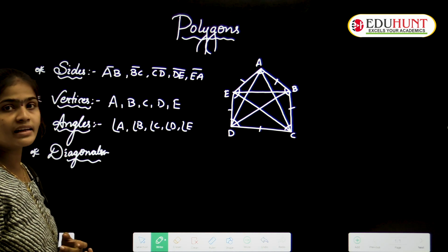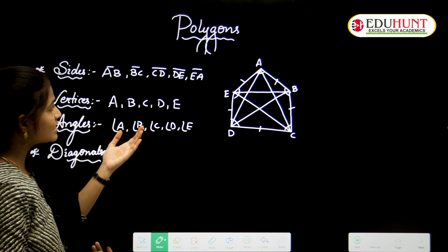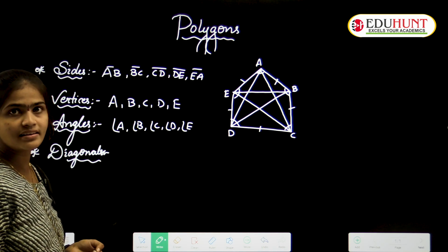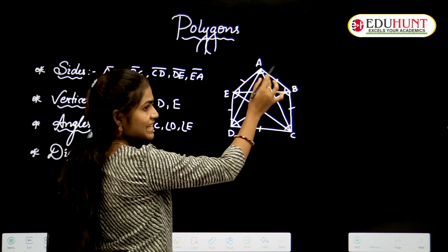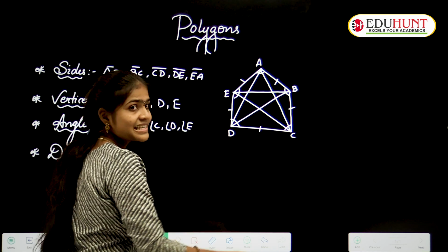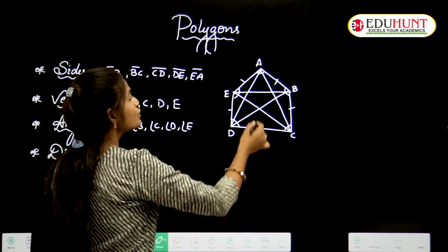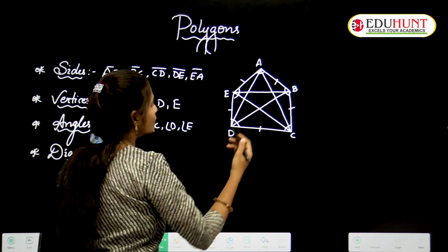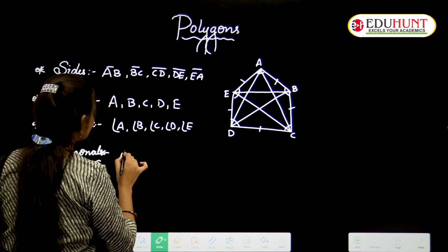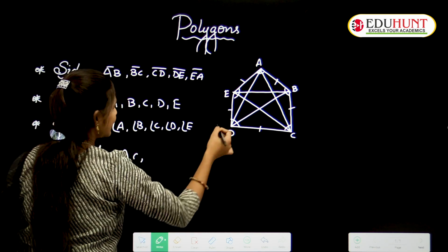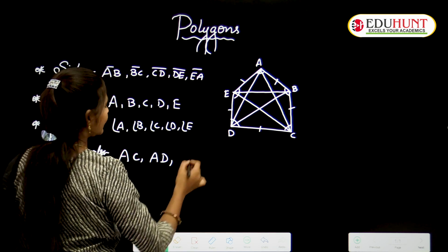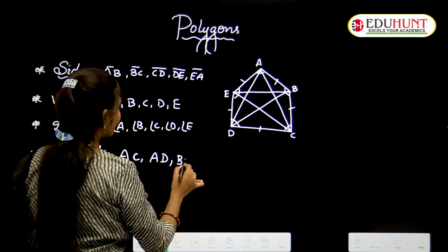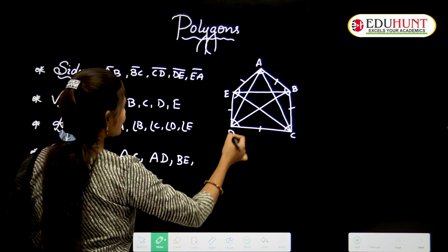Now identify the diagonals here. A diagonal means a line segment which joins two non-adjacent vertices only. So A and B are adjacent vertices, so that is a side, not a diagonal. Here, one diagonal is AC and the other is AD. Next take B: BE and BD.